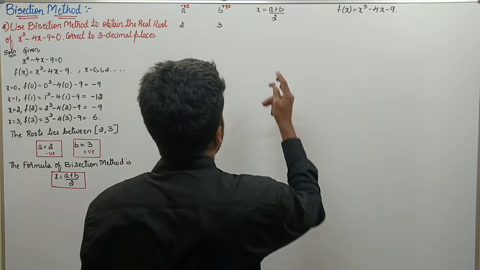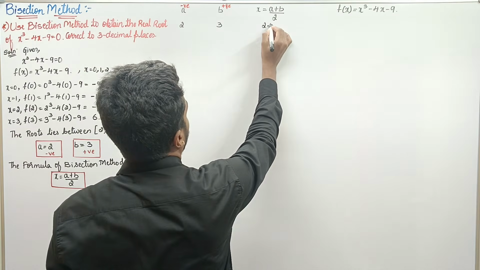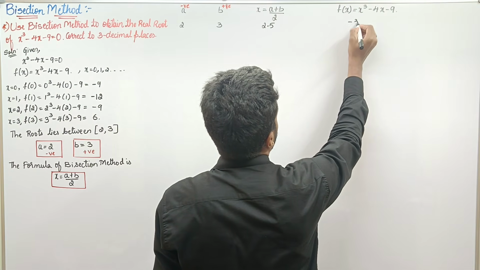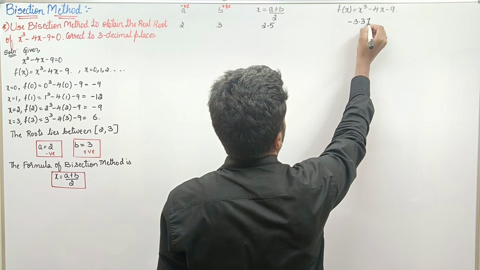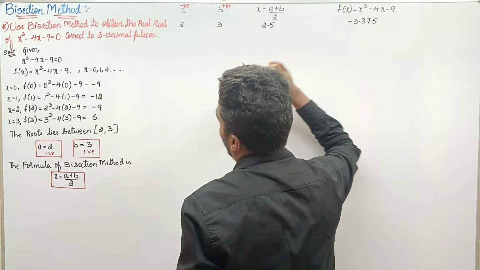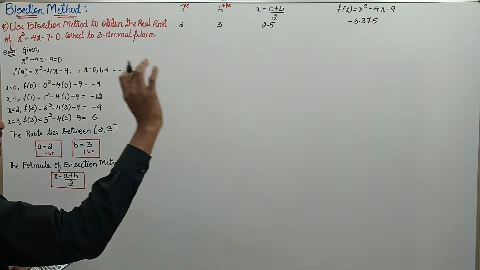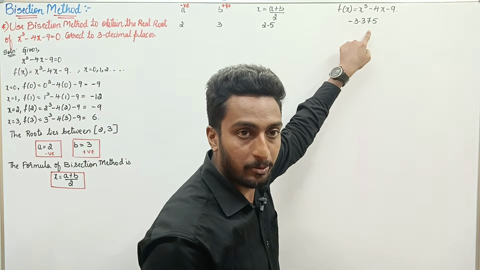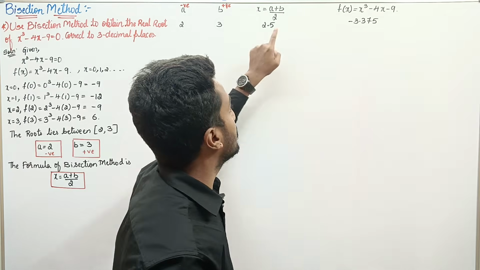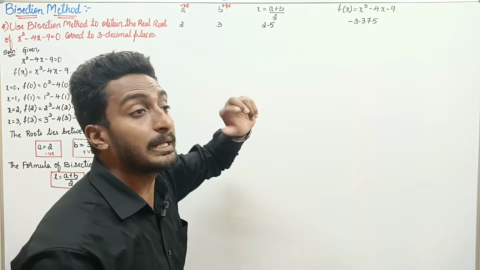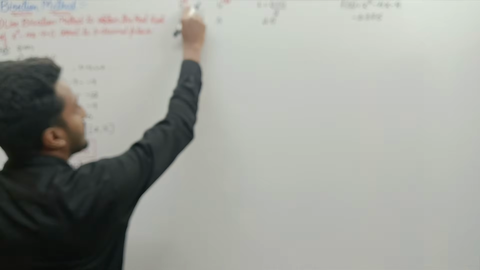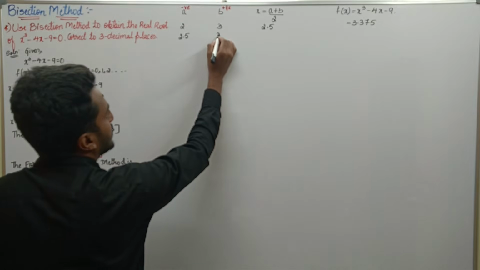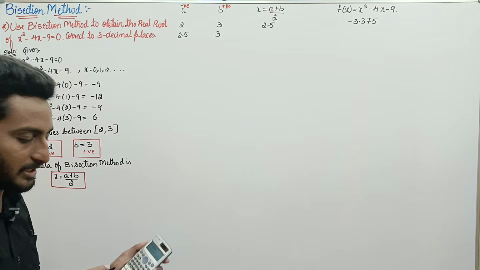Here we got 2.5. This value 2.5, if I substitute in the function, I got minus 3.375. See, they have asked to correct to 3 decimal places. Don't go above 3 decimal places. Now listen carefully. Since the function value is negative, the value x equal to 2.5 will be placed in place of the negative term, that is a. In place of 2, I am going to substitute 2.5. This 3 remains the same.